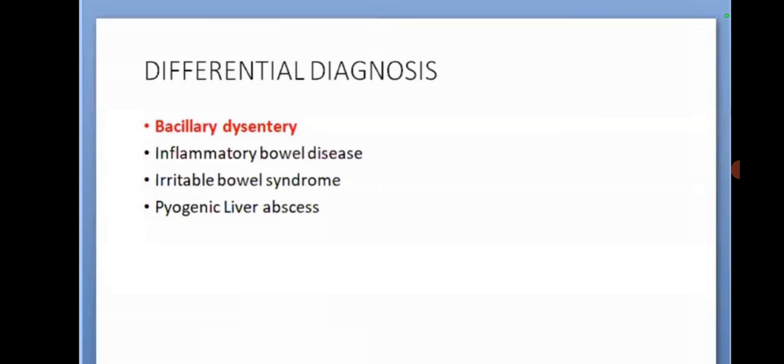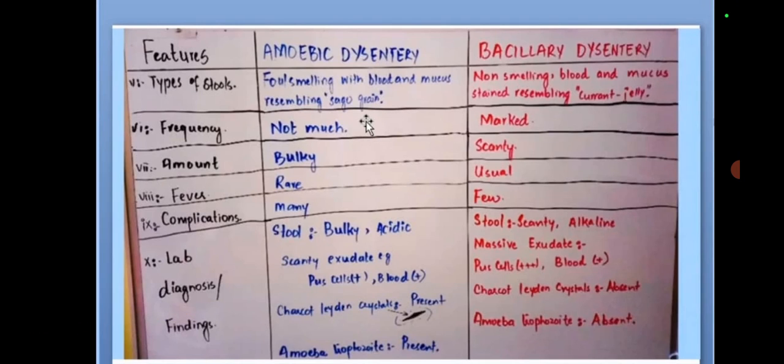Differential diagnosis includes bacillary dysentery, inflammatory bowel disease, irritable bowel syndrome, and pyogenic liver abscess. Comparing amoebic and bacillary dysentery by the type of stool: amoebic is foul smelling with blood and mucus resembling sago grain. In bacillary, it is non-smelling blood and mucus resembling currant jelly. The frequency in amoebic is not much, and in bacillary it is marked.